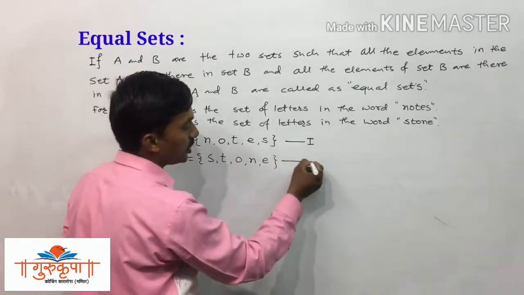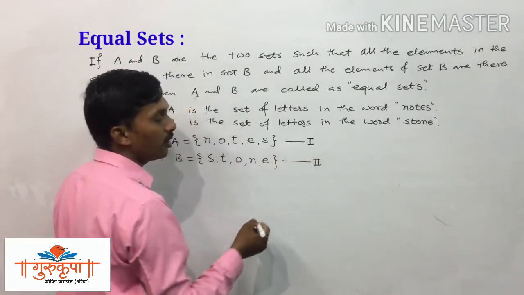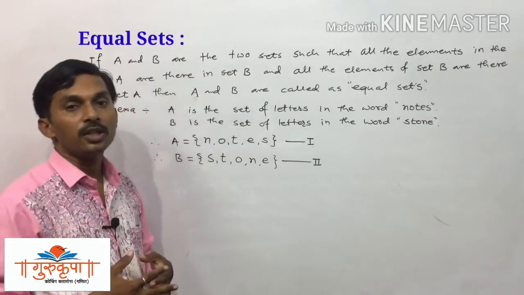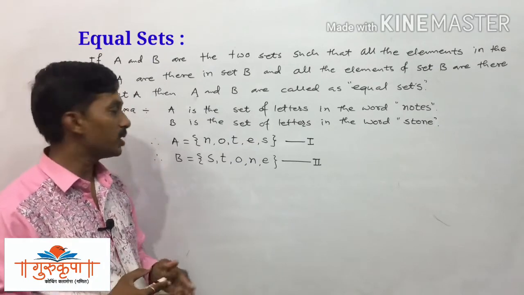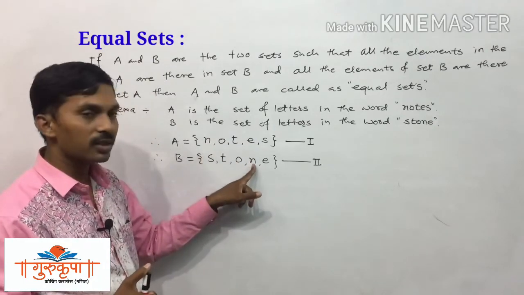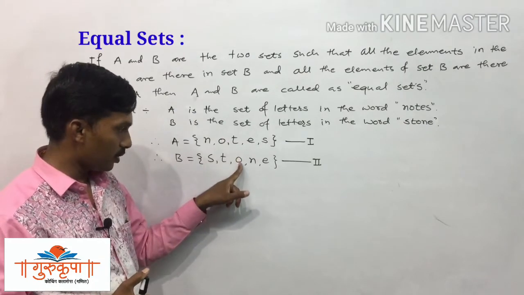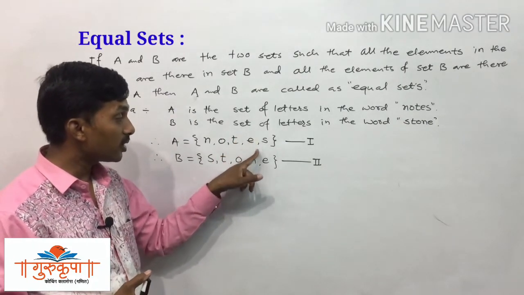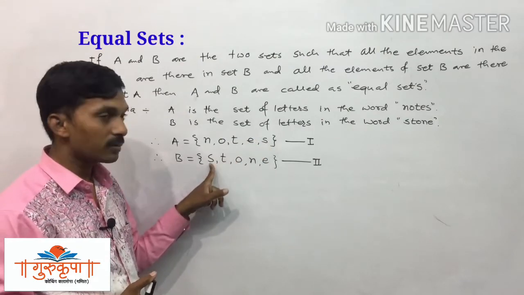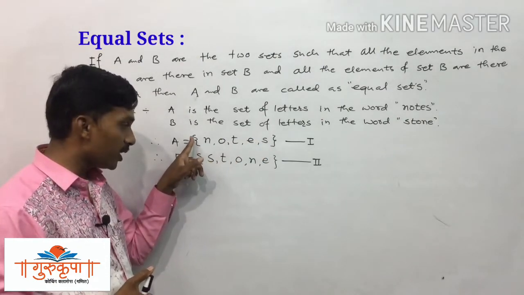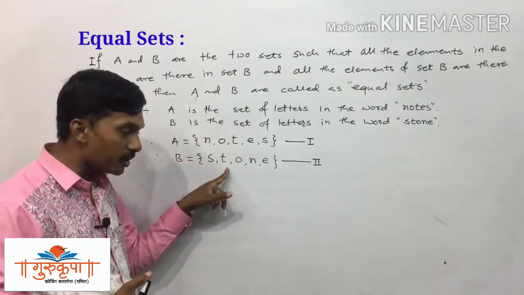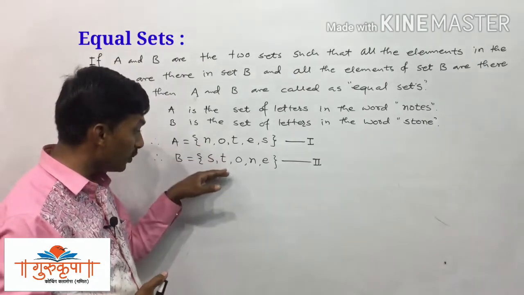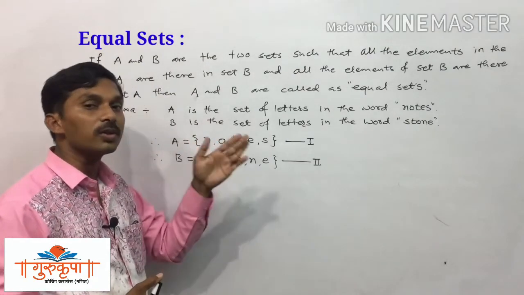We will represent it as equation 2, and now we have to check whether set A and set B include the same elements or not. See, we have N here, we have N here, we have O here, also we have O, T is here, T is here, E is here, we have E, and S is there. All the elements in the set A are there in the set B. But now again we have to check whether all the elements of B are there in the A or not.